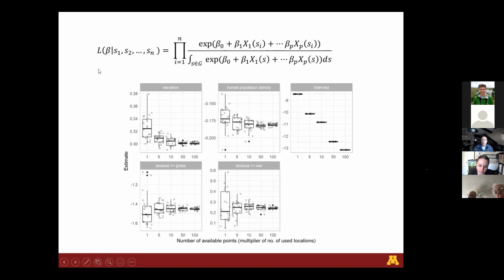So when someone asks, how many points do I need to include when fitting my model? The answer is you need to include enough so that you can estimate this integral accurately. One way you can know if you've included enough is to keep generating more and more points and look at your parameters to make sure that they eventually stabilize. That's what we've done here. This is a figure from our paper in Journal of Animal Ecology that shows that as you generate more and more of these background or available points, your parameter estimates should stabilize to constant values, everything except the intercept, which will become smaller and smaller as you generate more background or available points.